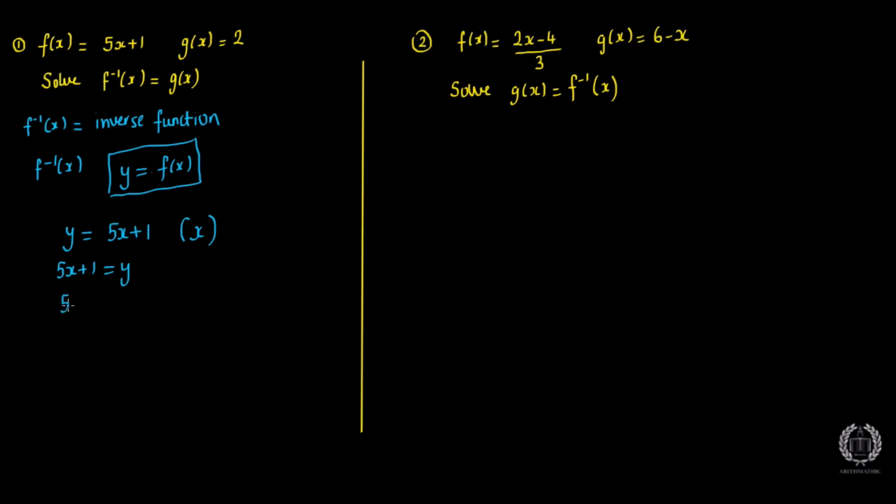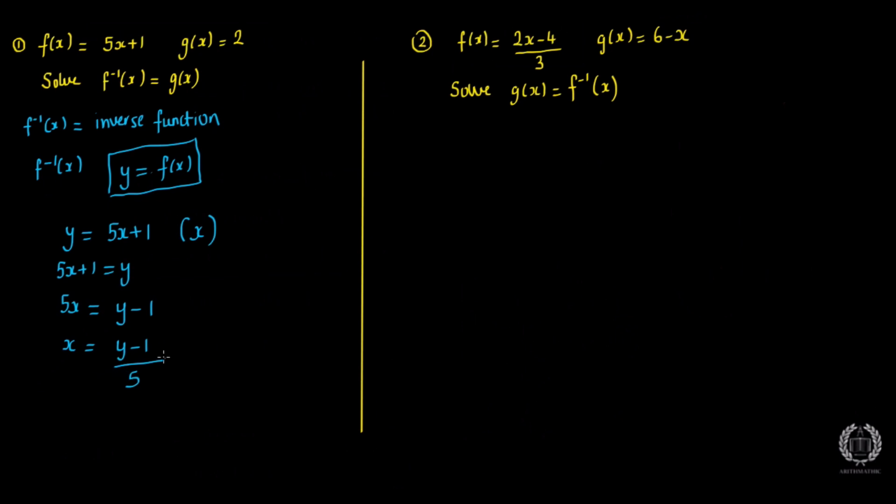Because I want to make x the subject, I don't want anything that's not x on the left hand side. So you see this 1 here, I'm going to move that to the other side. Now that becomes y minus 1. Remember, whenever you move something from one side to the other, the sign changes, so plus 1 becomes minus 1. Final step: because we want to make x the subject, we don't want this 5, so we divide by 5. That's me making x the subject.